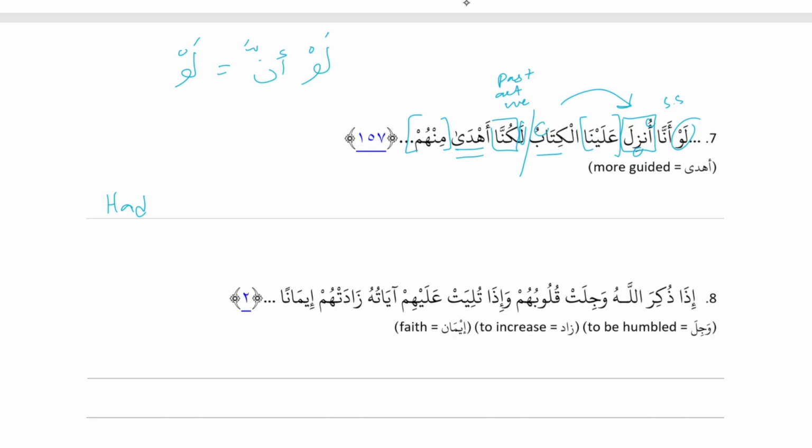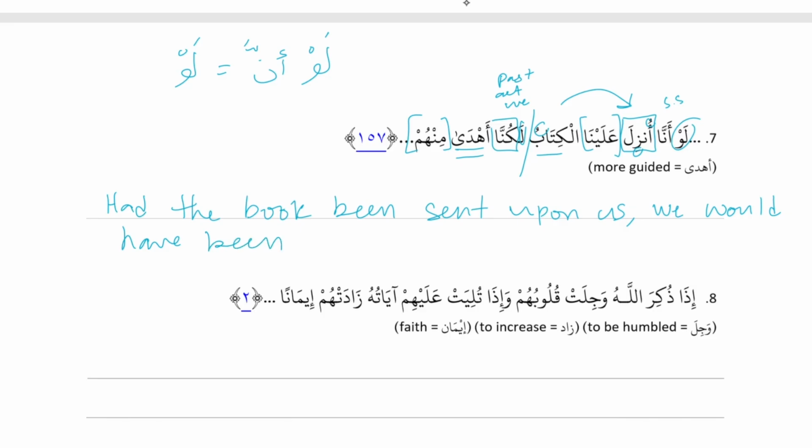Right. Okay, so "had." And then so we start with our subdoer. The book. Okay, good. Start with subdoer. Had the book been sent upon us. Okay, alayna, upon us. Or to us. Then we. Okay, we. Start with our doer in kunna. We would have been. We would have been because of the "had."